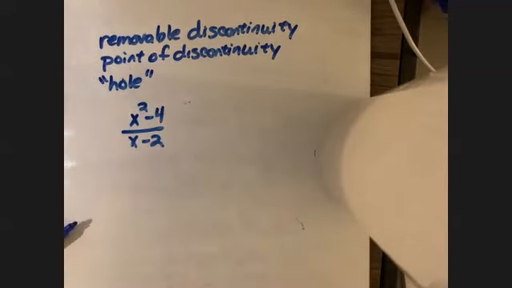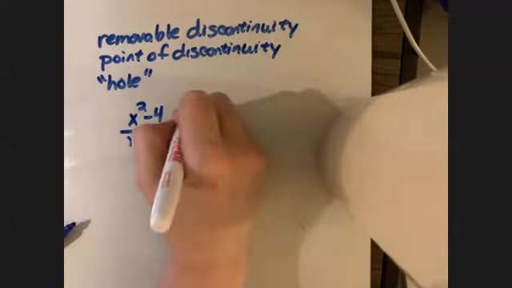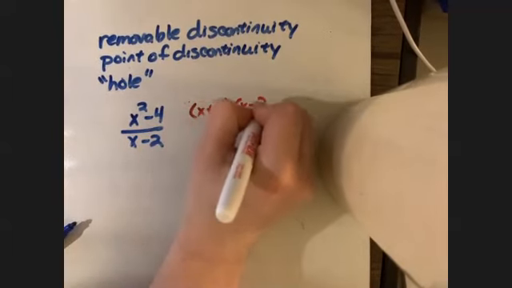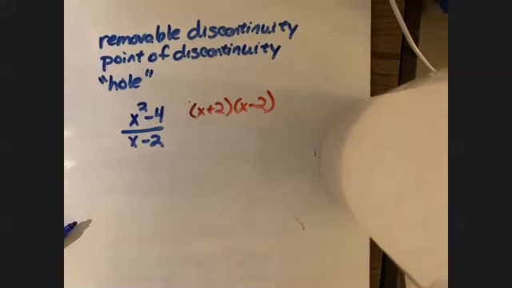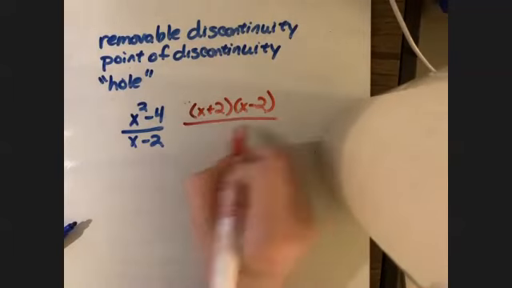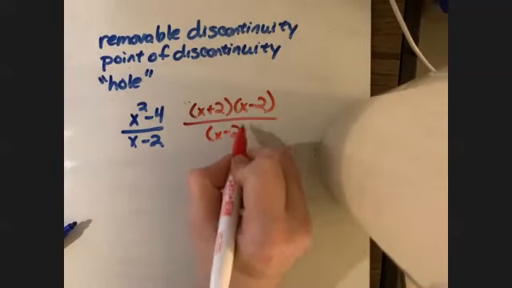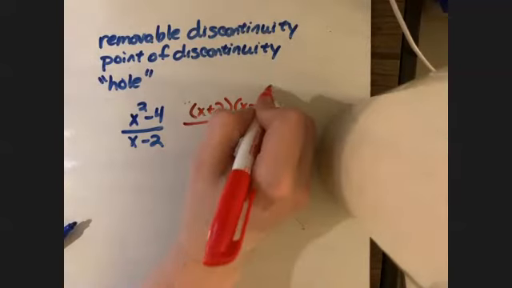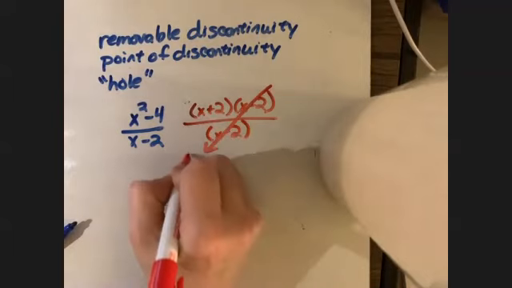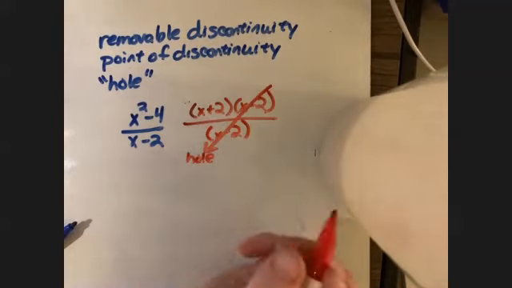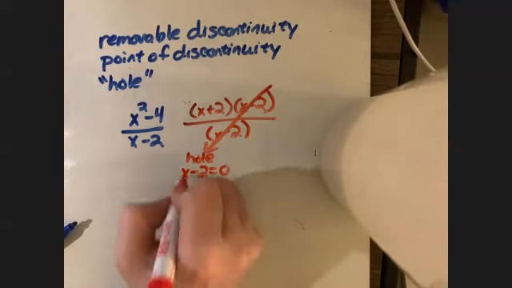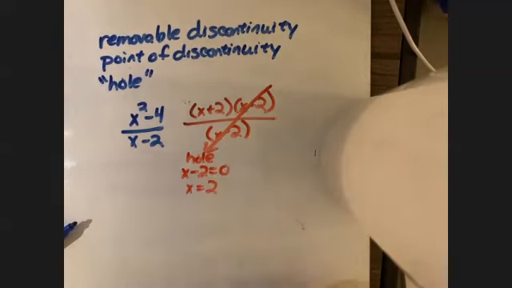when you can factor the top and the bottom. The top of this is a difference of squares pattern. A hole happens when you can cross off a term top to bottom. So the hole is going to happen when this x minus 2 would have been set equal to 0. So the hole is going to happen when x is 2.